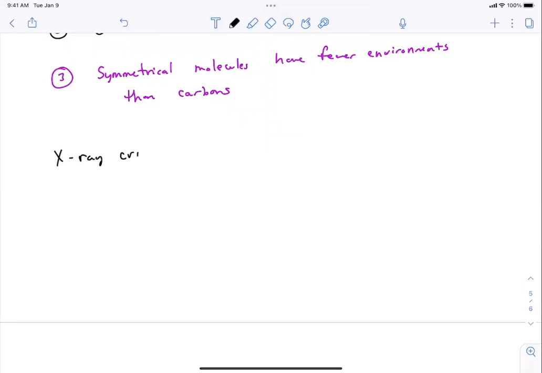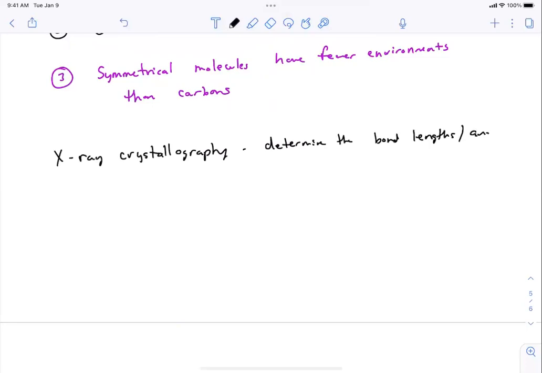X-ray crystallography. Again, you don't actually have to know how to analyze it, because that technique is in one of the options that you'd have to look at. So you don't have to understand how to calculate X-ray crystallography. But what you need to know is that X-ray crystallography helps you determine the bond lengths and angles of an organic molecule.